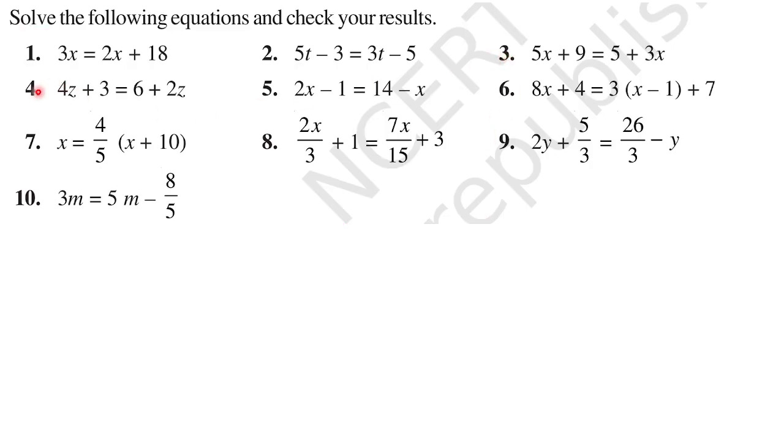Third question is over. Now I am going to discuss the fourth question. All are very simple questions. The fourth question: 4z plus 3 is equal to 6 plus 2z. I want z. Listen carefully. The z is unknown, right? I told you that the variable should be kept on the left side.